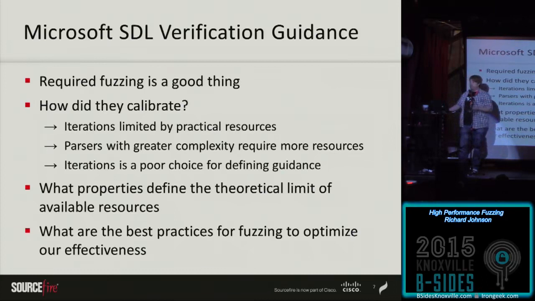And not only that, but we'll talk about how the cost of each iteration is so high that really what they were thinking is, well, we have this much time in a product release cycle, and if we need to test new components before we release it, it really comes down to a time cost, not an iteration cost. So I think iterations is a pretty poor choice if you're going to try to give guidance to people about how to perform fuzzing.